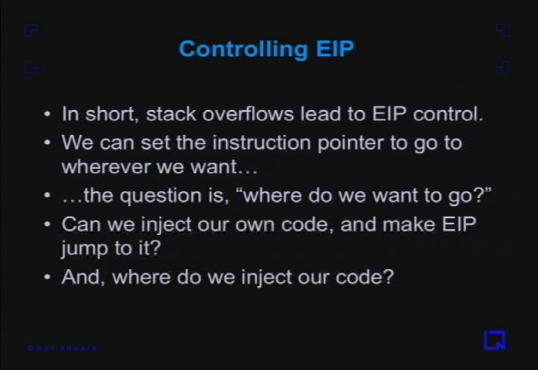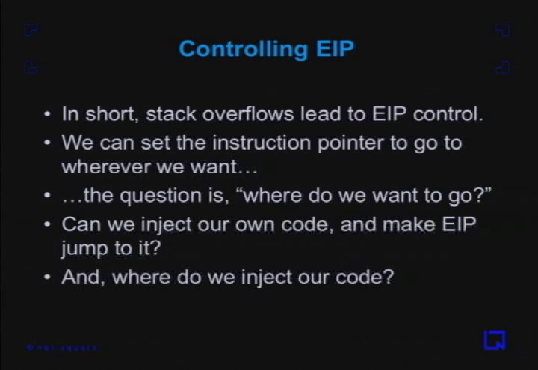So we need to answer the question like this. We need to somehow control EIP. The things we need to do: we can take control of EIP, we can stuff EIP with whatever 4 bytes we want. The question is, where do you want to go today? Then, if you know where you want to go, can you inject your own code in that location? And the third is, what code to inject? Once you find the 3 pieces of this puzzle, you've got a working exploit.